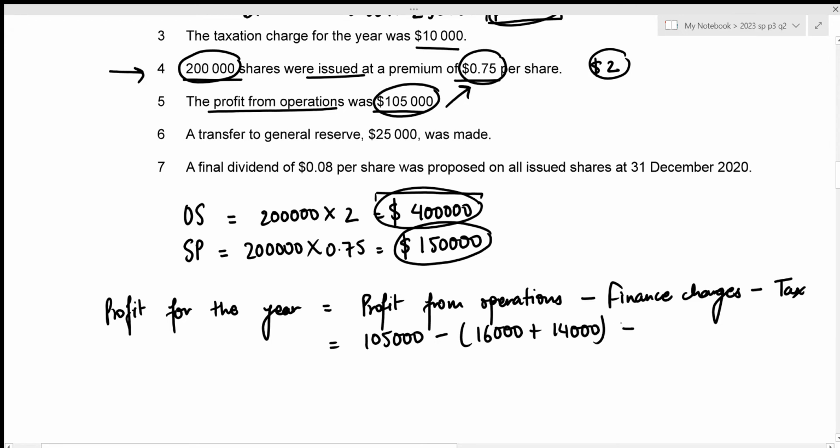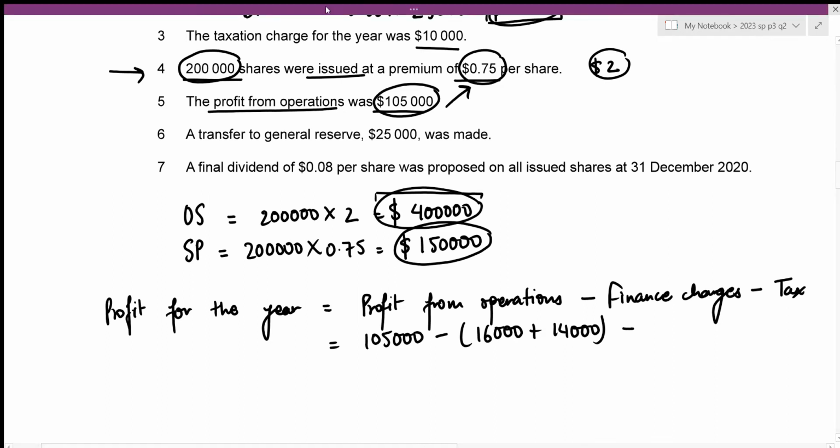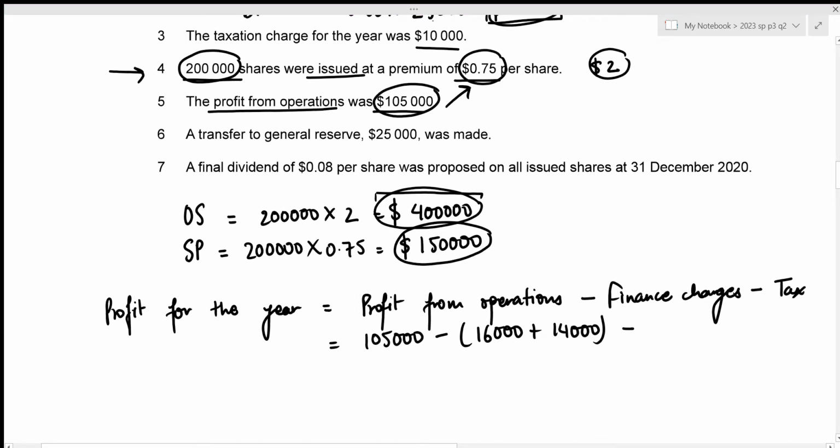And then we are also given information regarding tax. The taxation charge for the year was 10,000. So we need to subtract this amount as well. All right, so this is just going to be 105,000 minus 30,000 minus 10,000, which results in 65,000.